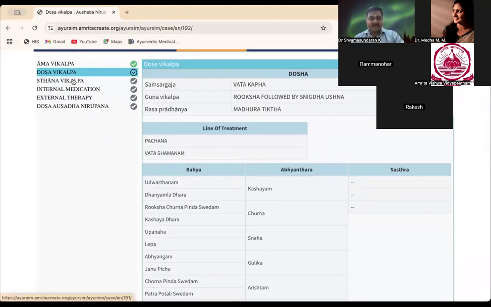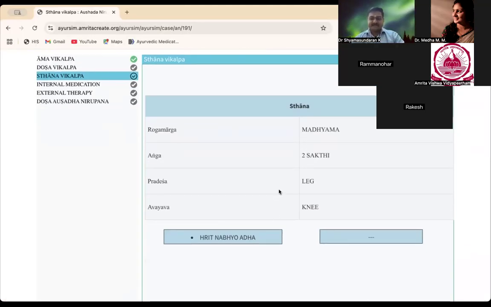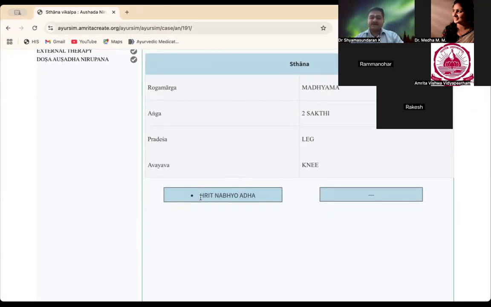Again, you have to look at the Sthana Vikalpa, wherein which Sthana it is. Is it Dvaibahu, Dvaisaktini? That is to be looked at. Again, the Roga Marga has to be looked at. So Roga Marga comes under Sthana Vikalpa. This is an important learning for the student. Student does not know that. And again, the Pradesha has to be looked at. Avayava has to be looked at. Based on that, you will decide, is it between the Hrid and Nabhi, or below Nabhi, or above Nabhi? All of this you can decide here.